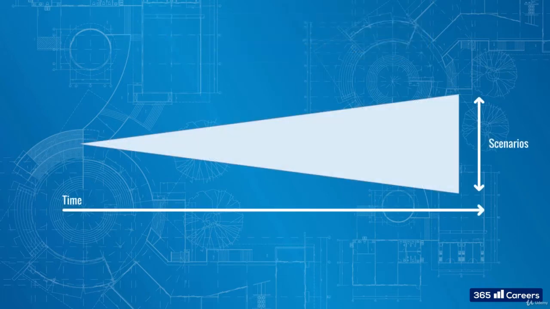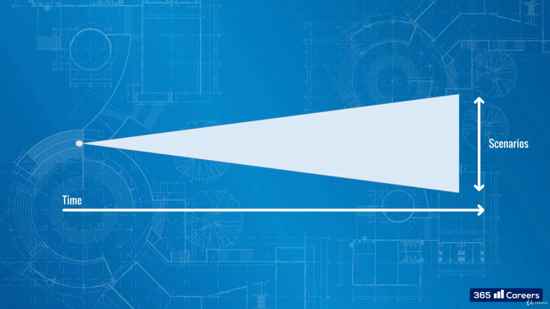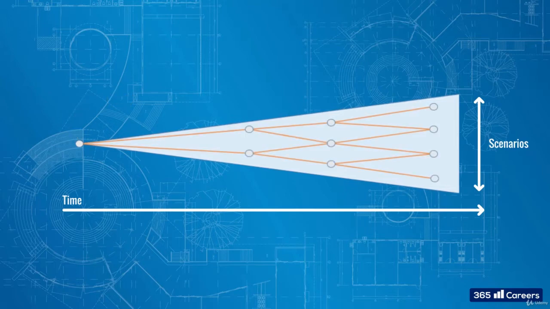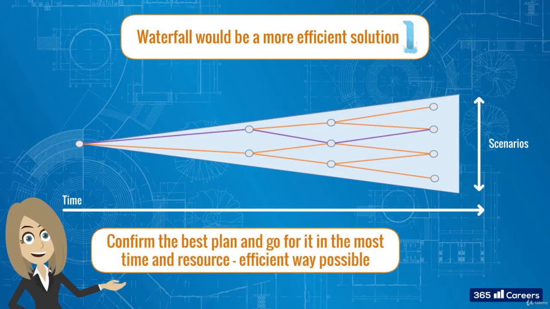Let's imagine it's represented by this cone. The further in time we look, the more things can happen, the more scenarios that can take place. The only sure thing is the actual moment, today. In some cases, the scenarios may be well known in advance and predictable to a good extent. In these cases, we can build an effective plan, and waterfall would be a more efficient solution. We analyze, confirm the best plan, and go for it in the most time and resource efficient way possible.